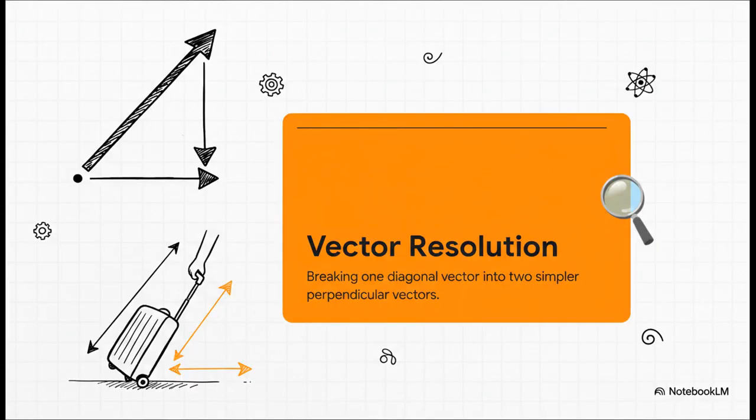You know, sometimes it's actually more useful to do the opposite of adding. We can take one complicated diagonal vector and break it down into 2 simpler ones that are perpendicular. So like one part that goes forward and one part that goes up. This is called resolution, and it's incredibly useful. I mean, think about pulling a suitcase at an angle. It's only the part of your force pointing forward that actually helps move it along.